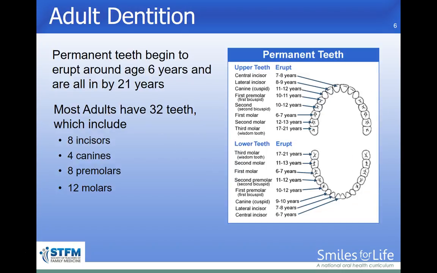Permanent teeth begin to erupt around age 6, and all are in by 21 years. Some adults have their third molars, also known as wisdom teeth, or premolars, often extracted to relieve crowding. However, sometimes they don't ever erupt, so there may be only 24 to 28 teeth in an intact appearing dentition. And that is also known as their full set of teeth. Most adults have 32 teeth, and this includes 8 incisors, 4 canines, 8 premolars, and 12 molars.